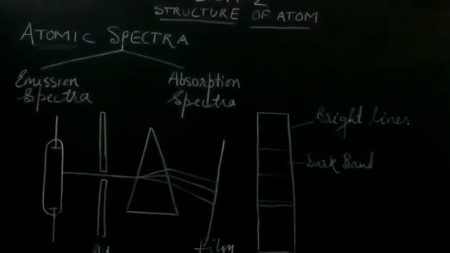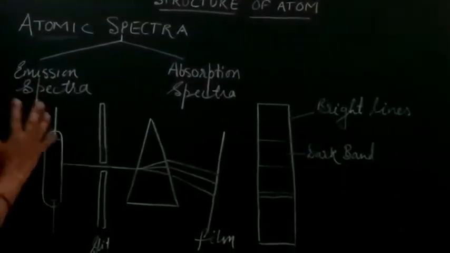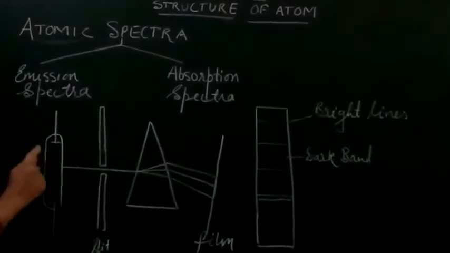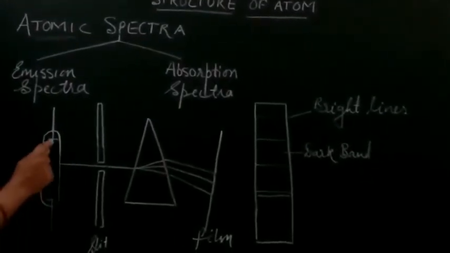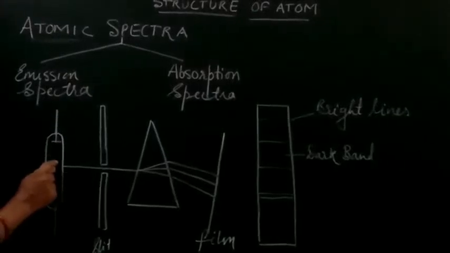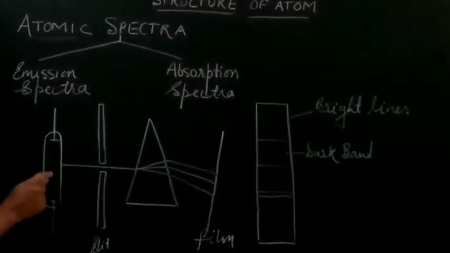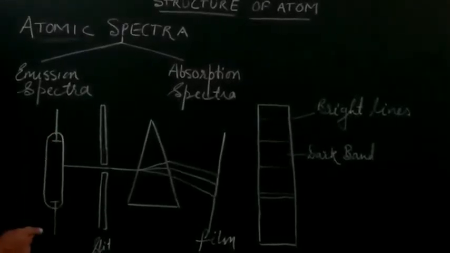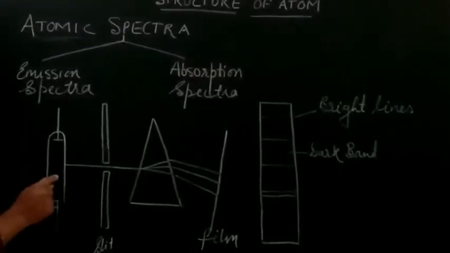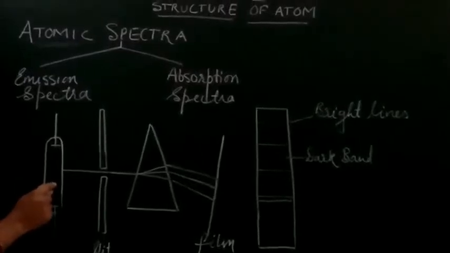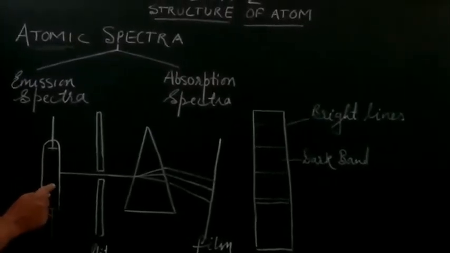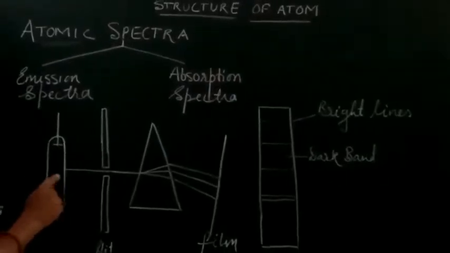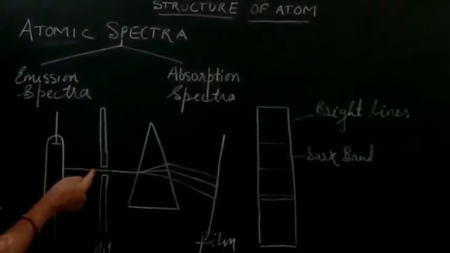Now, we get the emission spectra when the atom is excited. As I said, we have taken a discharge tube, and here we have kept an element in its gaseous state, whose spectra is to be obtained. When an electric discharge is made, the atoms of that element get excited. In the excited state, they try to come back to the original state, and for that they emit radiation.